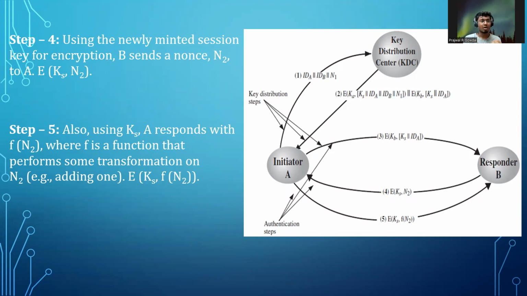Step 5. Also using KS, A responds with f of N2, where f is a function that performs some transformation on N2. Example, adding 1.